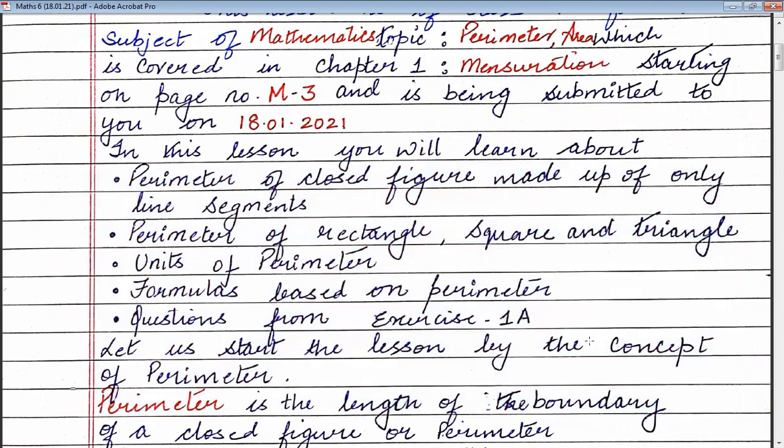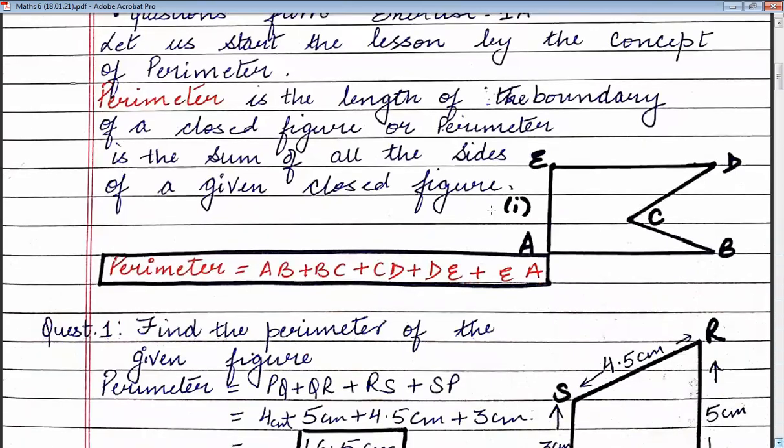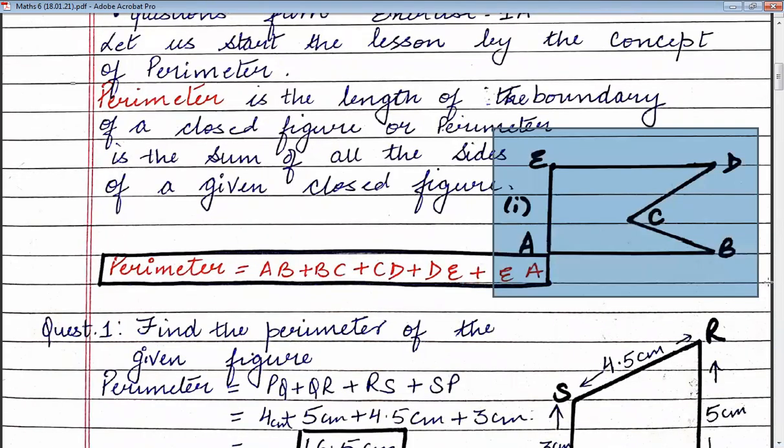Now, students, let us start today's lesson by taking the concept of a perimeter. Now, look at this figure. Now, children, is this a closed figure? Yes, because your starting point is A, and after moving around A, B, C, D, E, you are coming back to point A. So this is a closed plane figure.